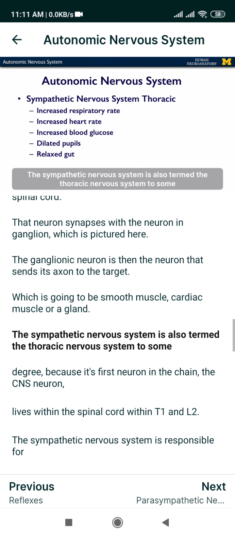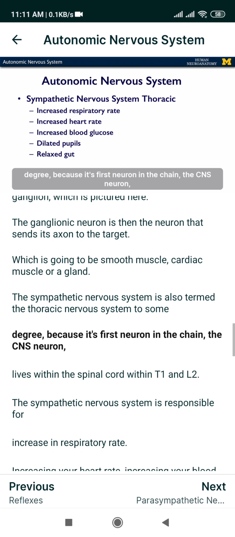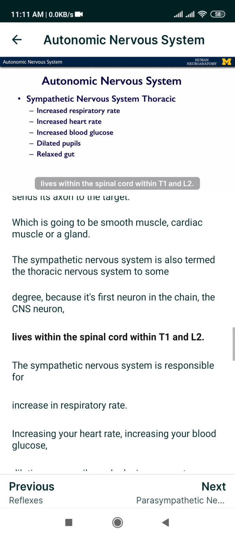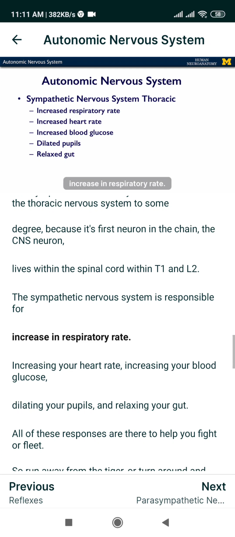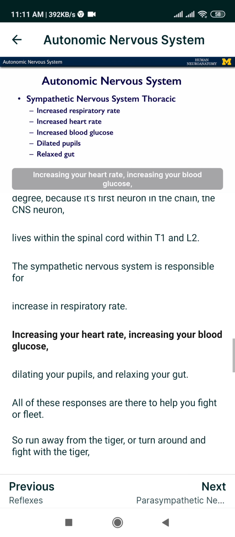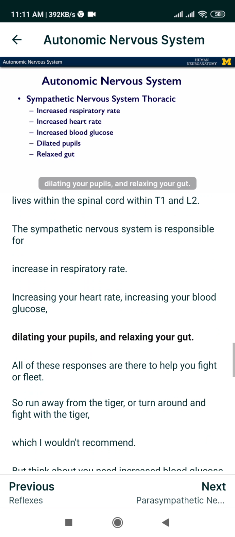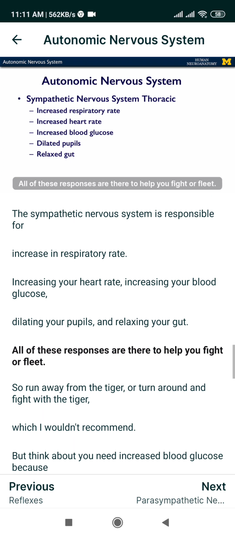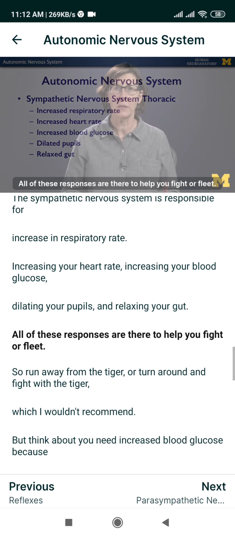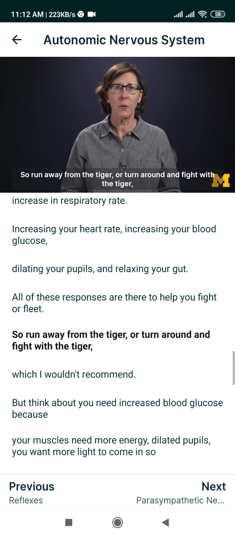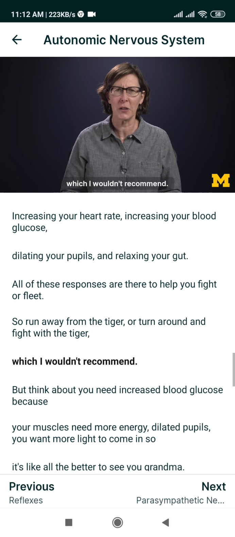The sympathetic nervous system is also termed the thoracic nervous system to some degree, because its first neuron in the chain, the CNS neuron, lives within the spinal cord between T1 and L2. The sympathetic nervous system is responsible for increasing respiratory rate, increasing your heart rate, increasing your blood glucose, dilating your pupils, and relaxing your gut. All of these responses are there to help you fight or flee. So run away from the tiger, or turn around and fight with the tiger, which I wouldn't recommend.